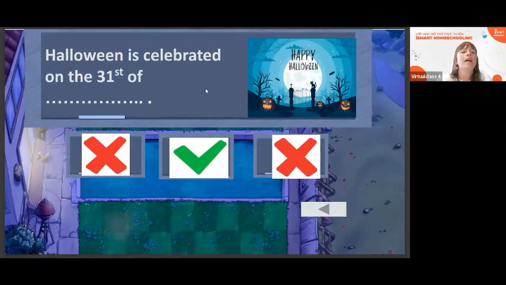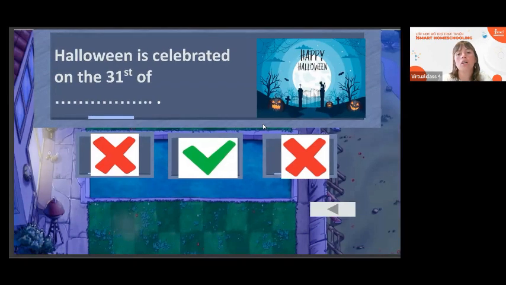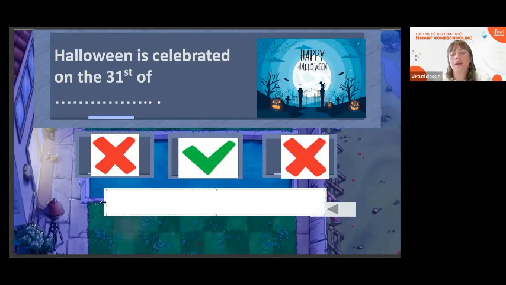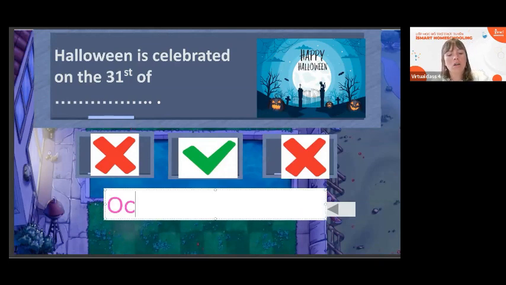Halloween is celebrated on the 31st of... When is Halloween celebrated? The 31st of October. You are correct. Good. So it is celebrated in October. Great.